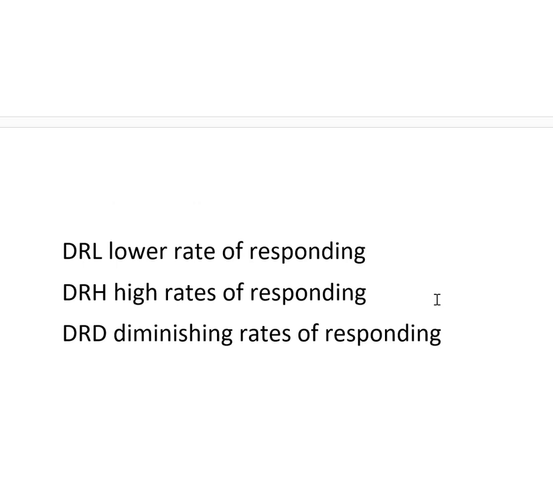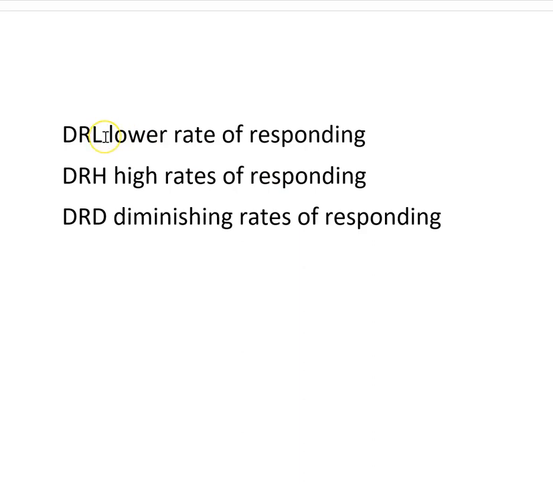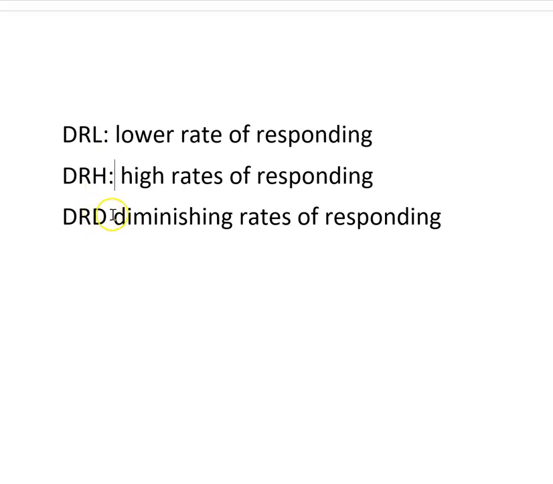Now let's look at these three here. DRL, lower rate of responding. DRH is a higher rate of responding, high rates. DRD, diminishing rates. What does that mean? So the DRL, if you have a student who engages in a specific behavior, you want to first know what is the frequency of this behavior. So I say it happens 10 times in an hour.